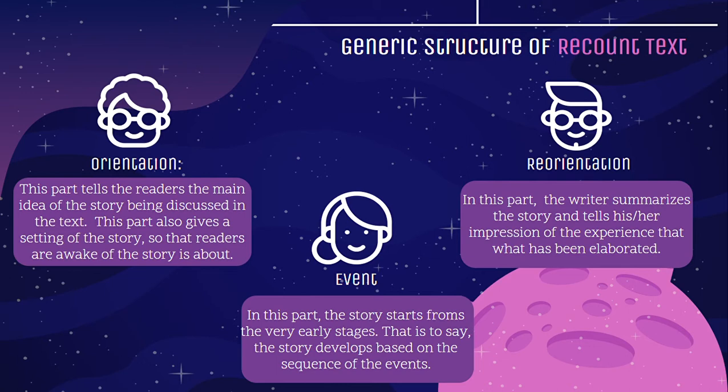Event. In this part, the story starts from the very early stages. This is to say, the story develops based on the sequence of the events. Reorientation. In this part, the writer summarizes the story and tells his or her impression of the experience that has been elaborated.